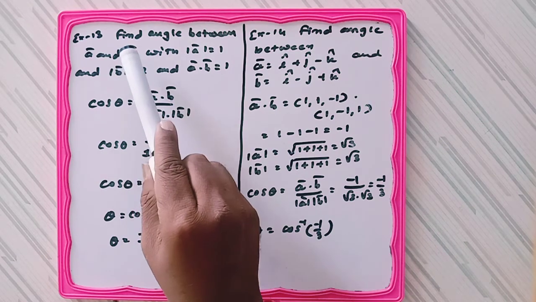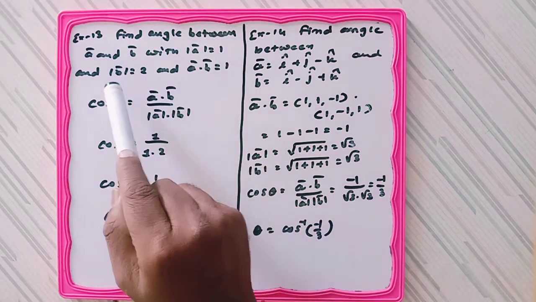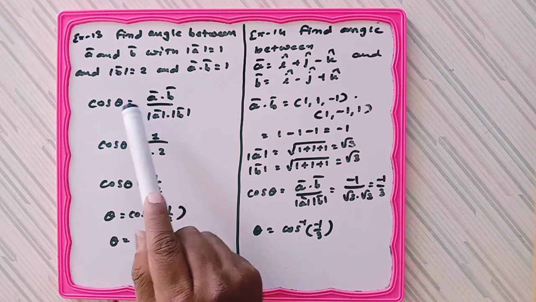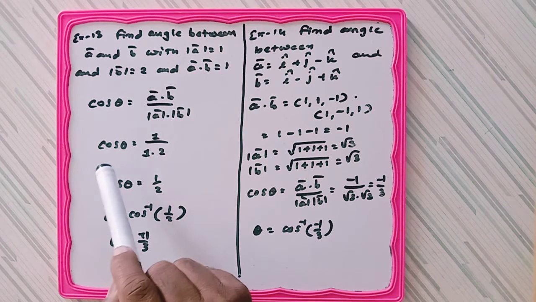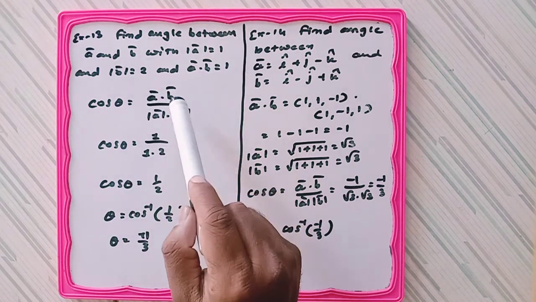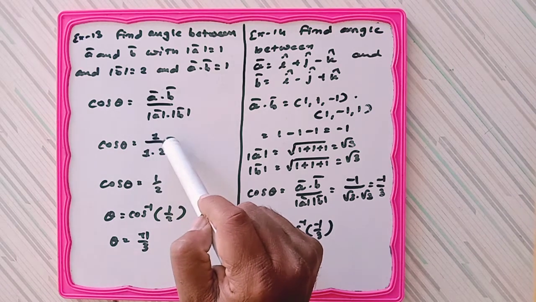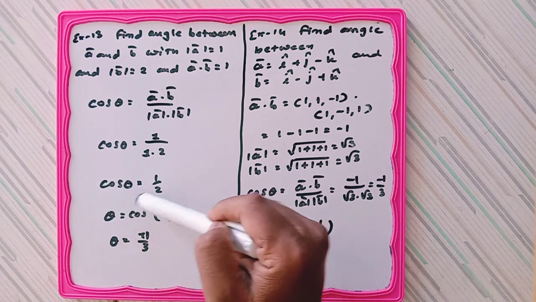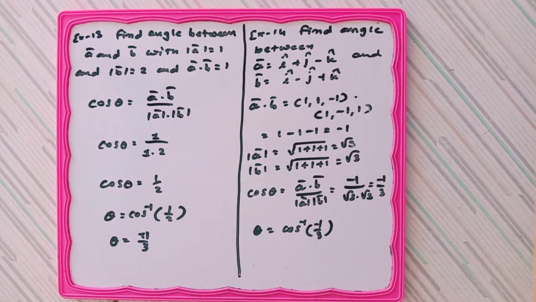Example 13: find the angle between A bar and B bar with magnitude A bar equals 1, magnitude B bar equals 2 and A bar dot B bar equals 1. So the cos theta formula is A bar dot B bar upon magnitude A bar into magnitude B bar. A bar dot B bar is given as 1, magnitude A bar is 1 and magnitude B bar is 2. So 1 by 1 into 2, so it is 1 by 2. So cos theta equals 1 by 2, so theta equals cos inverse 1 by 2, which is pi by 3. And so we can write theta equals pi by 3.